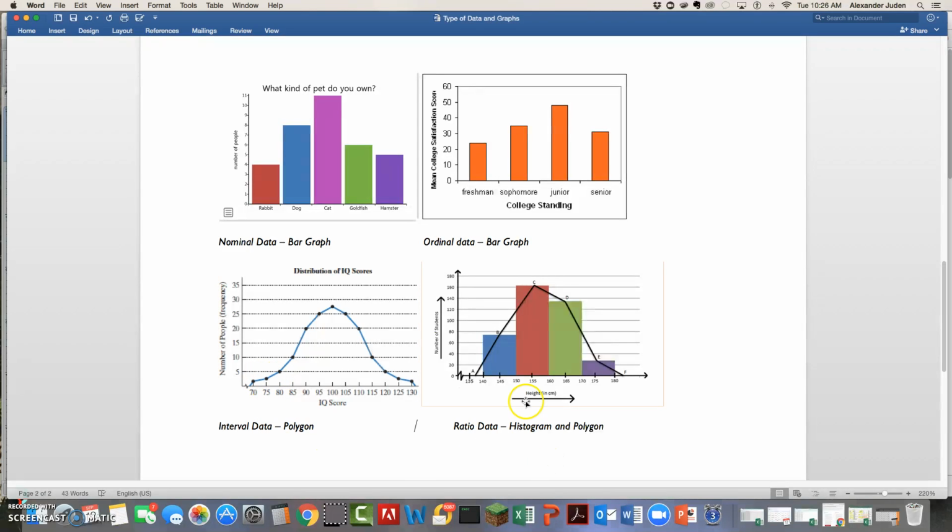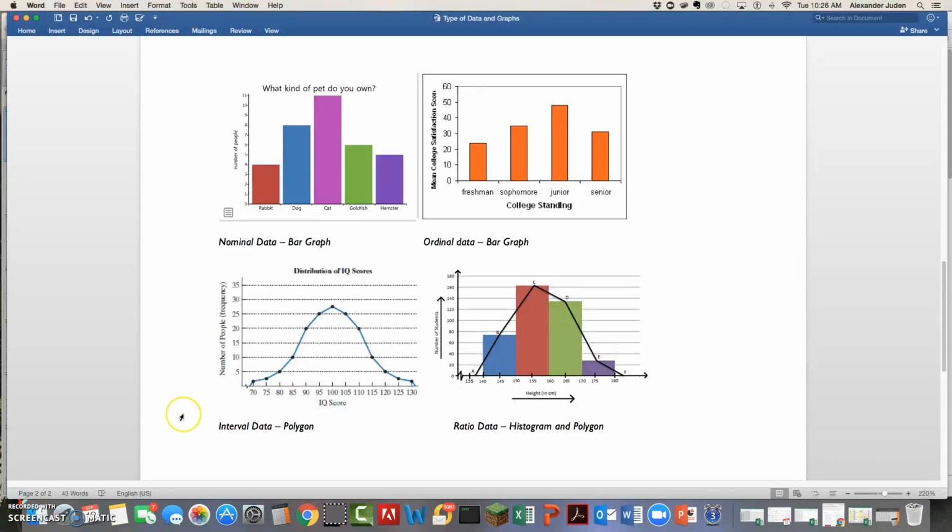And then finally, in this example, we have height expressed in centimeters. This graph illustrates that this data could be expressed using a line graph, a polygon, or a histogram. So the values on the x-axis are numeric, so we recognize that this data is quantitative, and as a result, we can apply either a histogram or a polygon to illustrate our data visually.